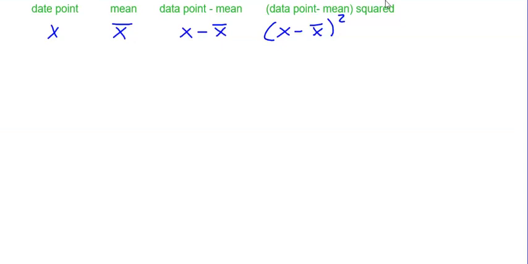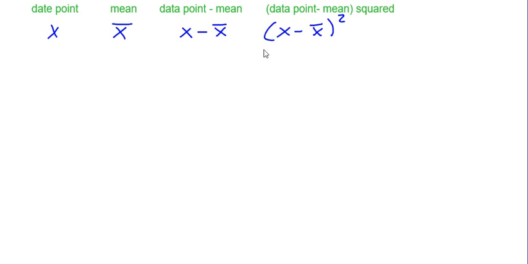In this video, we're going to go over how to find standard deviation. So for standard deviation, we typically create a chart where we have our data point, which is represented by X, our mean, which is represented by X with a line over it. We then find our data point minus our mean, and then we take whatever our data point minus the mean is and we square it. We're going to use these steps in order to figure out our standard deviation, plus a little bit more.